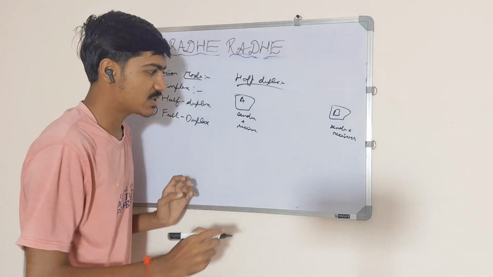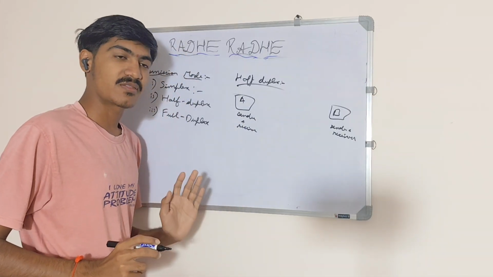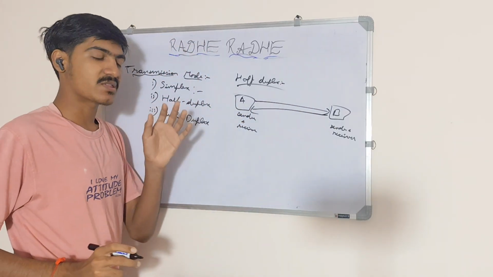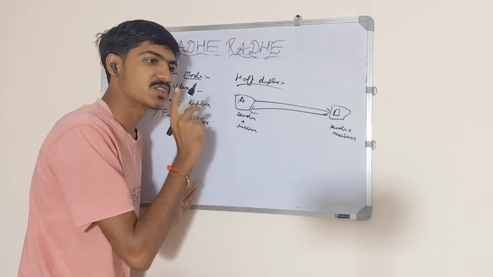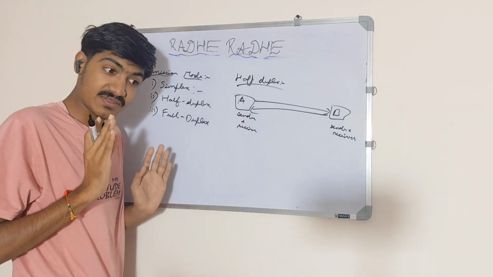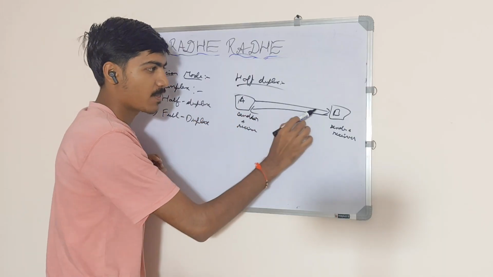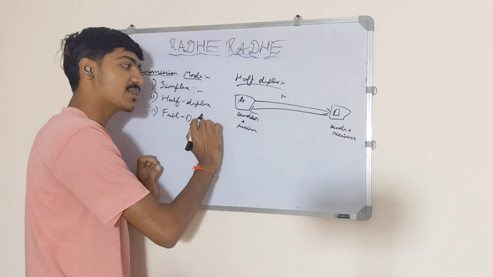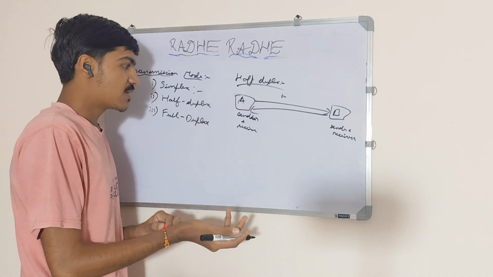Half duplex is nothing but both can send the data, both can receive the data, but not at the same time. If A is sending the data, B should shut up and listen at that time. Now A is first sending the data, B listens to the data. After some time, B will send the data and then A will listen to the data. Got my point? That is the thing about half duplex.